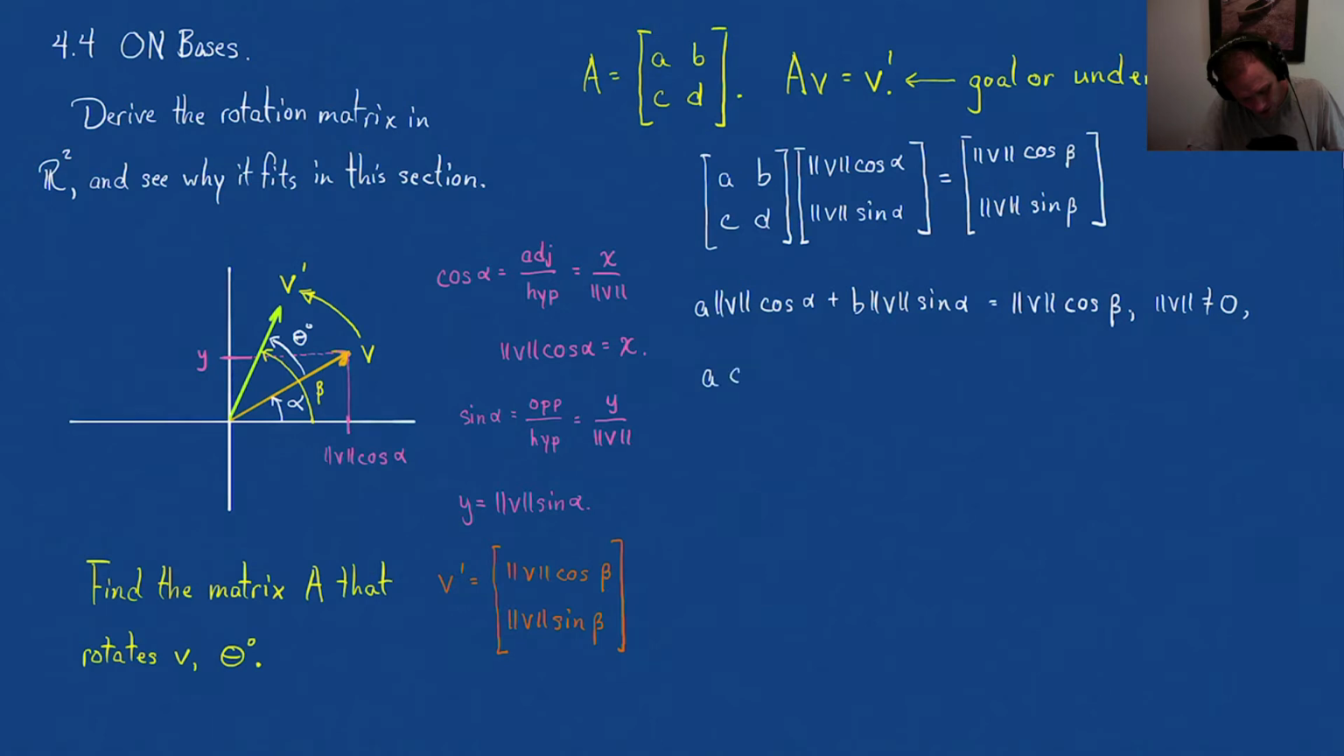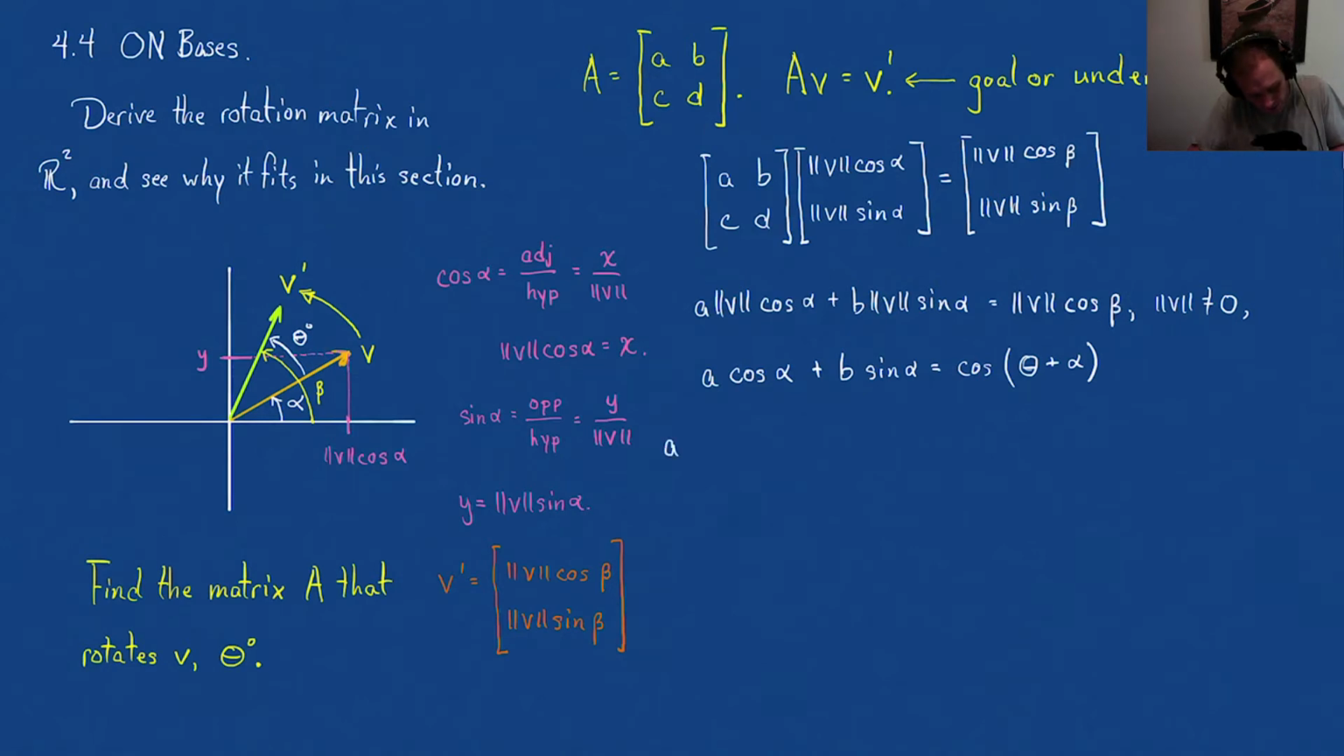A cosine of alpha plus B sine of alpha equals cosine of beta. But what is beta? Beta is the same thing as alpha, or as theta, plus alpha. Okay, now here's where we've got to think about this, because there's a trig identity, and I find trig identities difficult to remember, difficult to derive. This one's worth remembering, and it says this.